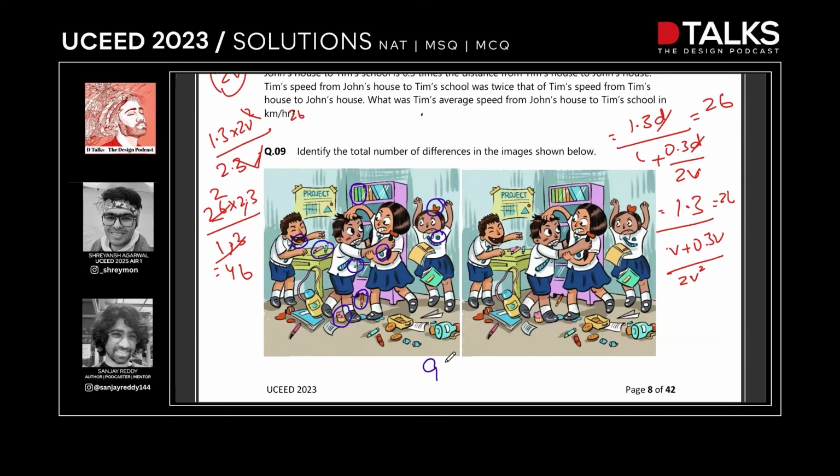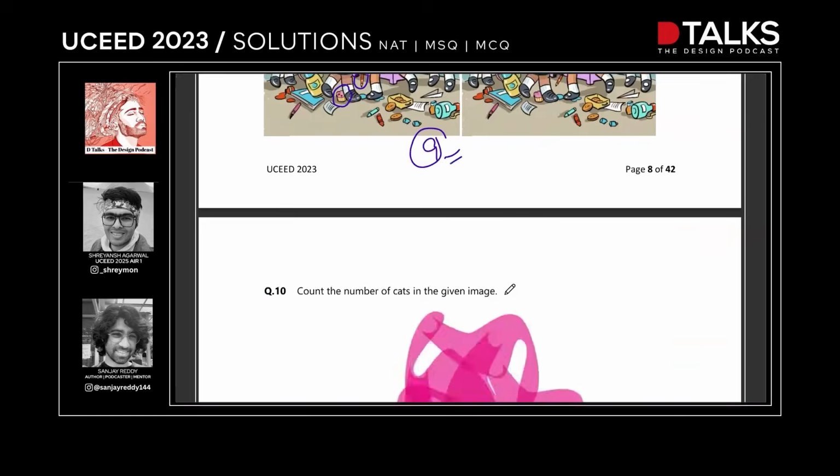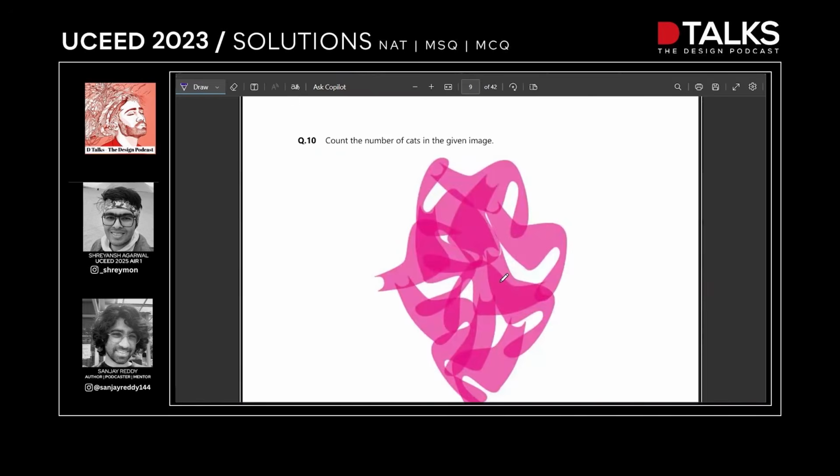1, 2, 3, 4, 5, 6, 7, 8, 9. And the answer is 9. Correct. That's right.